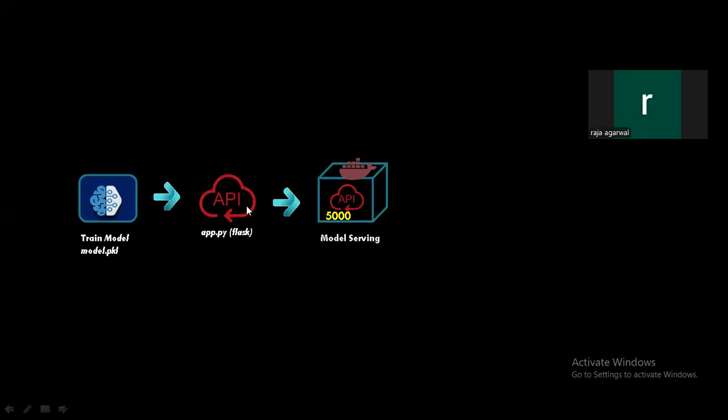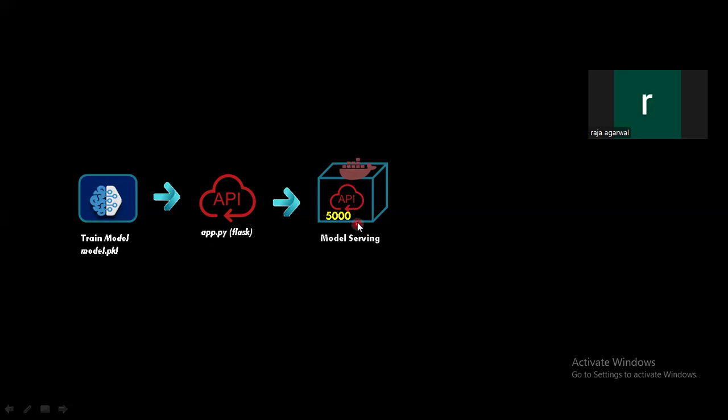Instead of running your API locally, you run the Flask API inside the container. Just think of a container as a box, okay? So inside the container, you are running Flask. The default port number for Flask is 5000. Now Flask is listening on port number 5000.